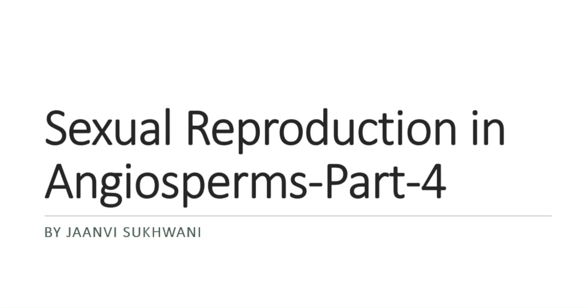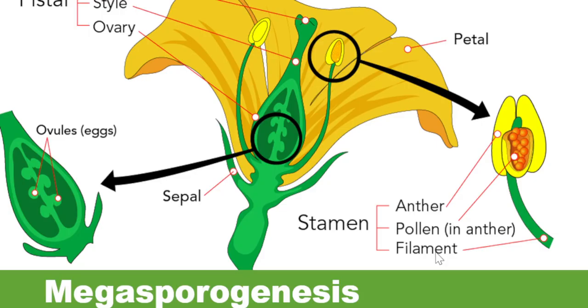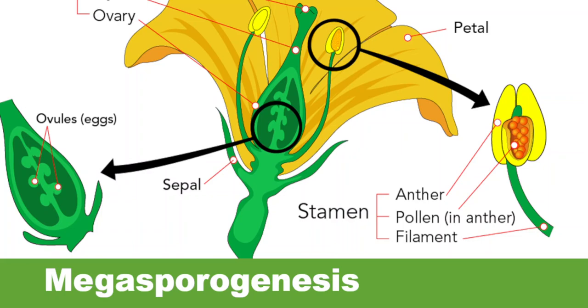Today in the part 4 lecture of sexual reproduction in angiosperms, we are going to discuss megasporogenesis. Yesterday I had started with the female reproductive system, and today I will speak about megasporogenesis and further we will move towards the next topic also. So what is megasporogenesis?